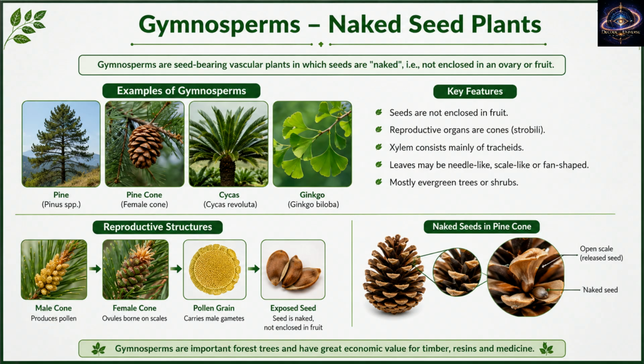Q5. Why are bryophytes called amphibians of the plant kingdom? Because they can live on land, but they need water for sexual reproduction. Q6. Give examples of bryophytes. Marchantia, Funaria, Polytrichum, and Sphagnum.